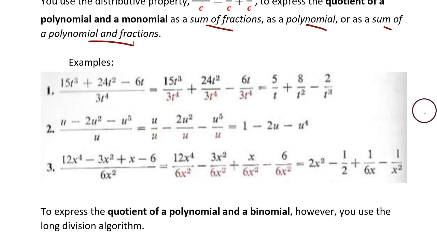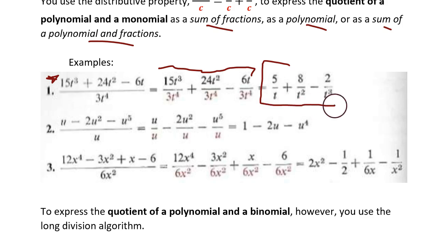Here are some examples. They're a little bit blurry in the video. Hopefully they show up on your note page. Here is a polynomial, and it's being divided by the monomial 3t to the fourth power. Apply the distributive property. Divide each term in the numerator by the denominator, and that's shown right here. Then simplify each of those results, getting this answer. You can see that this answer is a sum of three fractions.